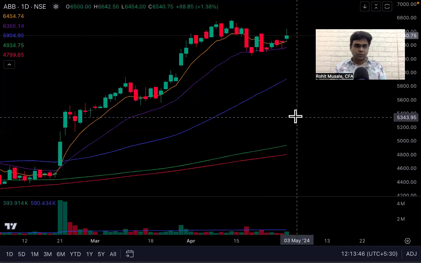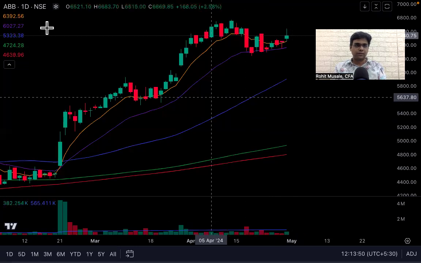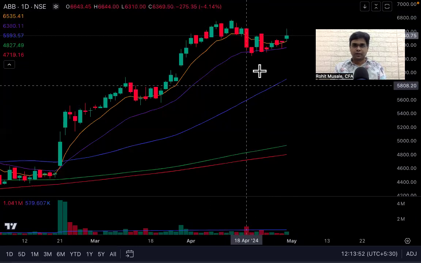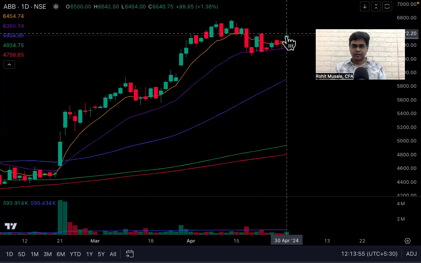So I booked a small loss on this stock. I wanted to show you this trade. This is ABB and this is the latest candle. I bought and sold the stock on the same day. So let me explain what this trade is. Why did I take this trade? Where did I keep my stop loss? Why did I book the loss?